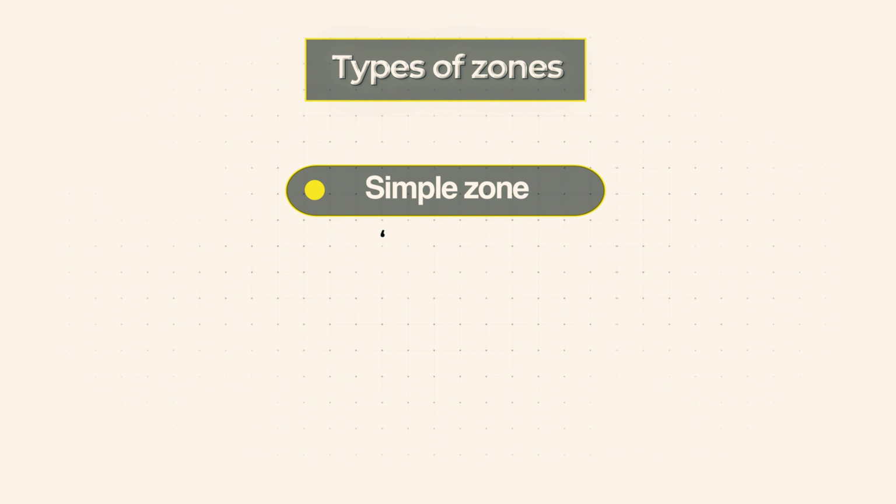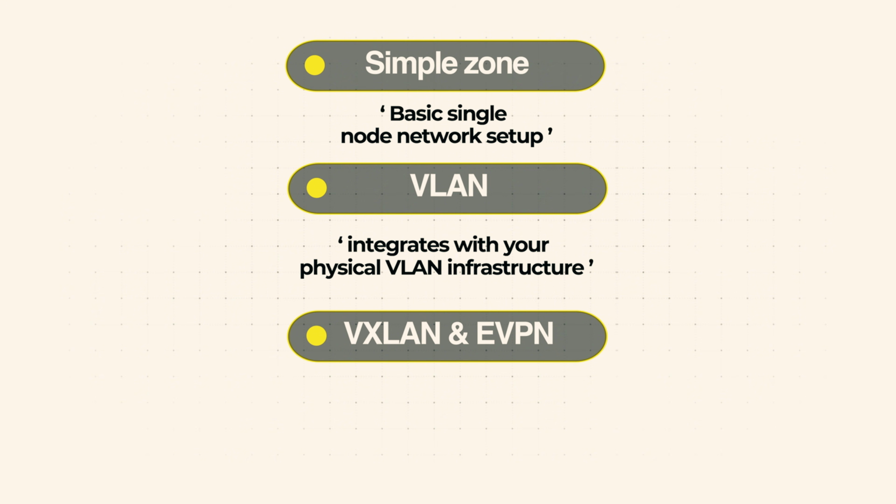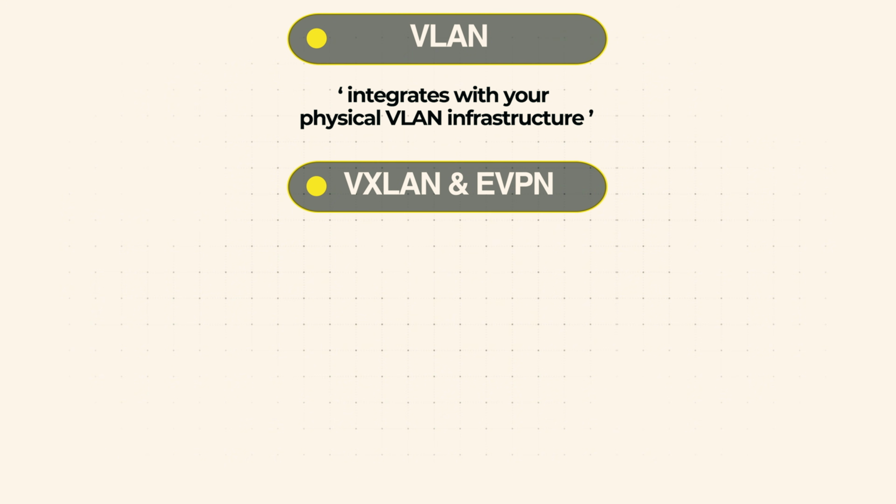So this is basically basic single node network setup. And then you have VLAN, which basically integrates with your physical VLAN infrastructure. And then you have things like VXLAN and EVPN. These are basically advanced multi-node clustering setup.